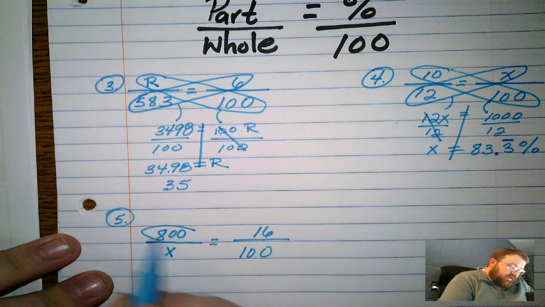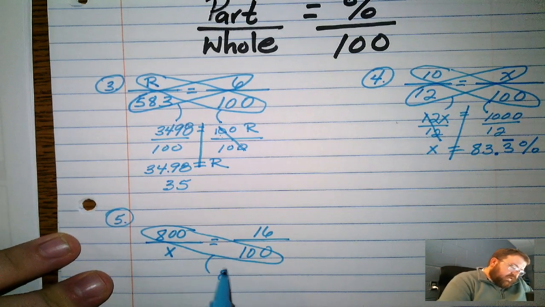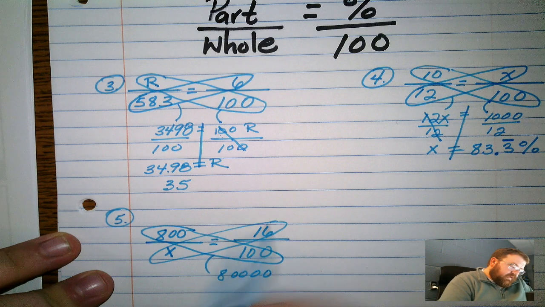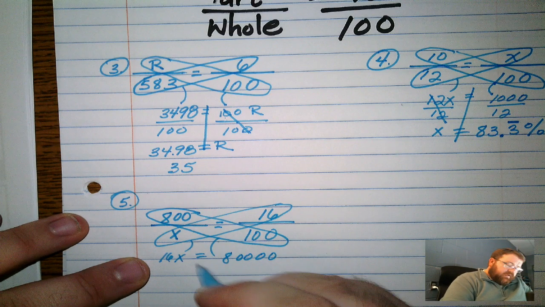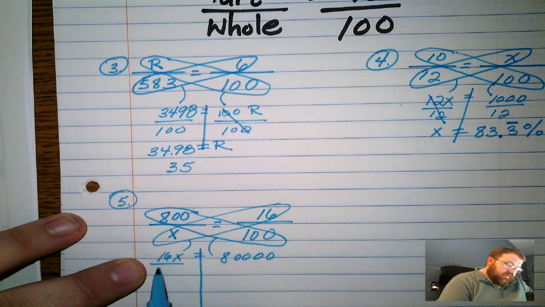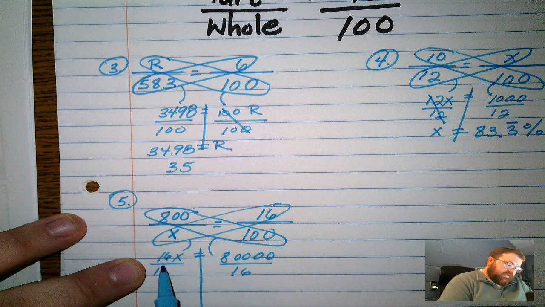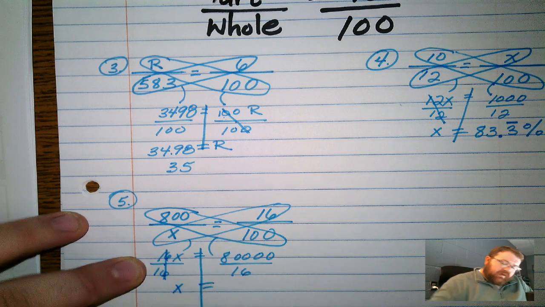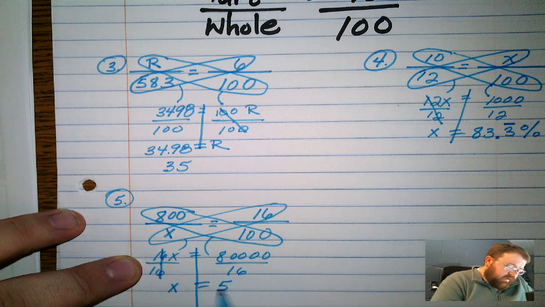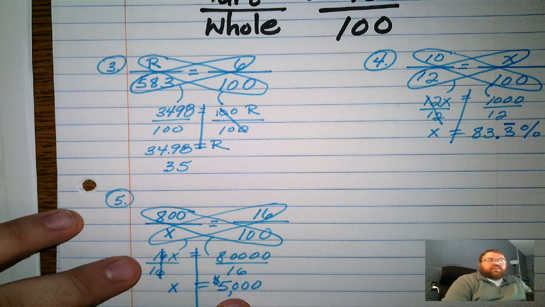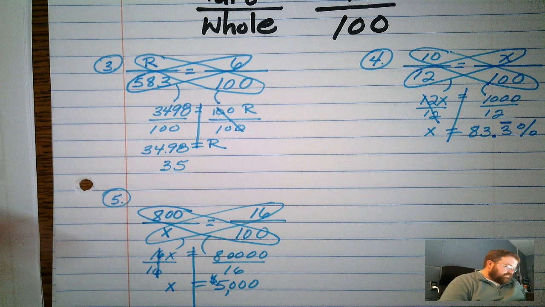So I'm going to start by doing 800 times 100, and that's going to be 80,000. x times 16 is 16x. We have a one-step equation here. Draw my line. Divide both sides by 16. 16 divided by 16 is 1. x is equal to 80,000 divided by 16 is 5,000. Now you would need to write a sentence explaining what is this 5,000. What does it mean in context to the problem?